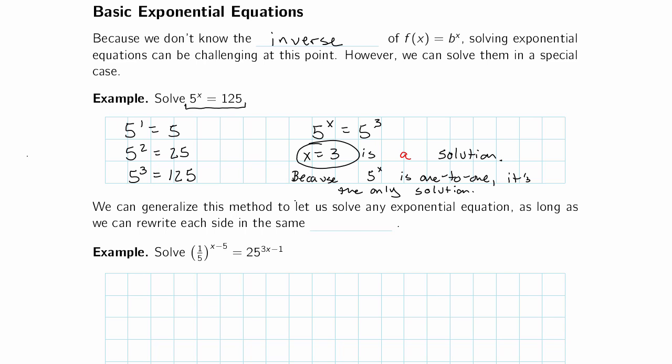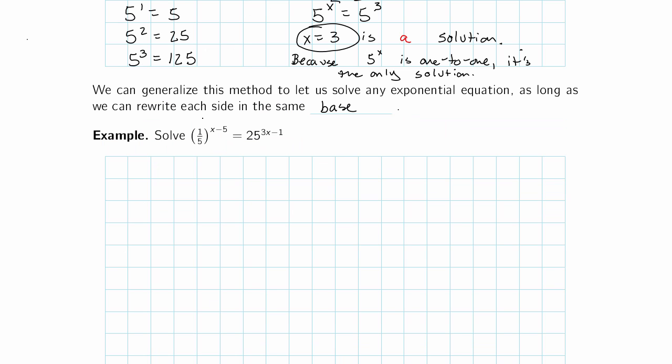We can use this same method anytime we can write something that looks like this. In other words, as long as we can rewrite each side of the equation with the same base, then we're good to go. We'd like each side of our equation to be powers of the same thing.